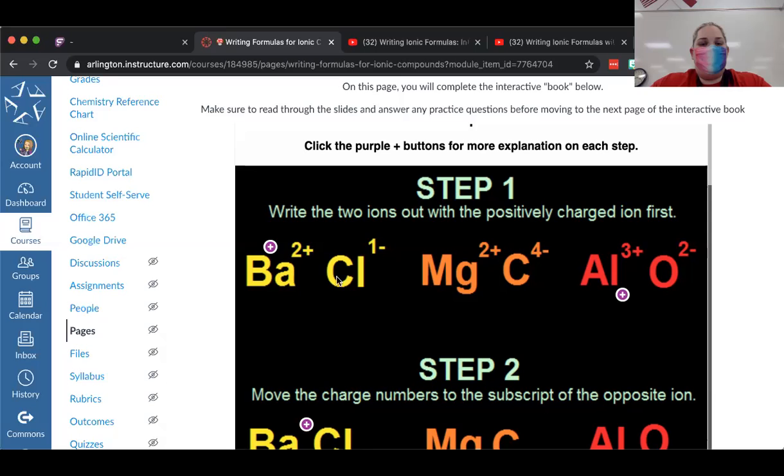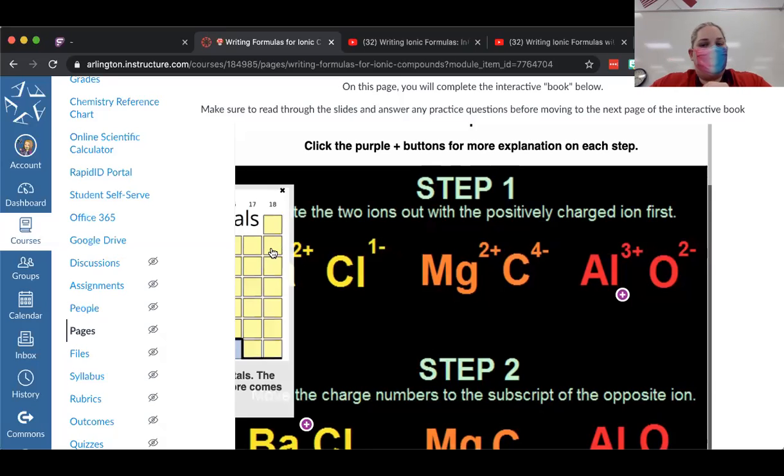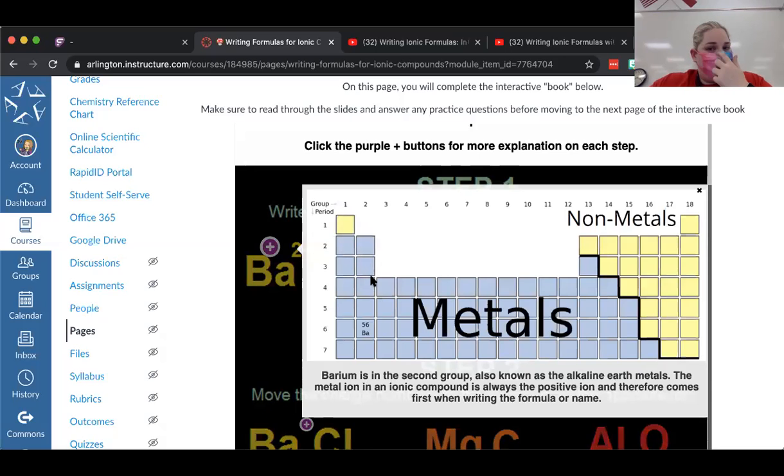So I looked up Ba and Cl. If you look up on the periodic table, how do I know that barium has that +2? I look at what group it's in. We talked about this a little bit on Monday, that the groups correspond to the charge. So barium is right here. It is in group 2, the second group, which is the alkaline earth metals.